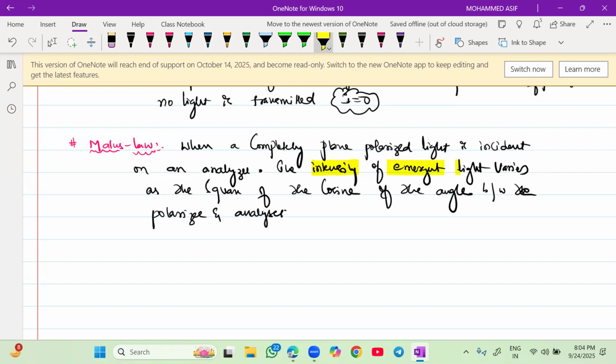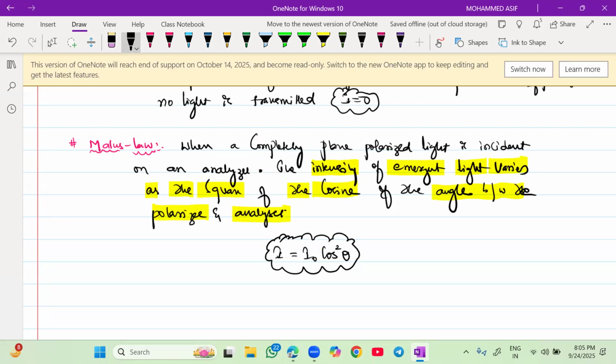The intensity of the emergent light varies as the square of the cosine of the angle between the polarizer and analyzer. That means the formula becomes I is equal to I naught into cos square theta. This is your formula for intensity. If theta is 90 degrees, then the intensity is zero, isn't it? Depending upon the value of that. Am I clear? Yes, sir.